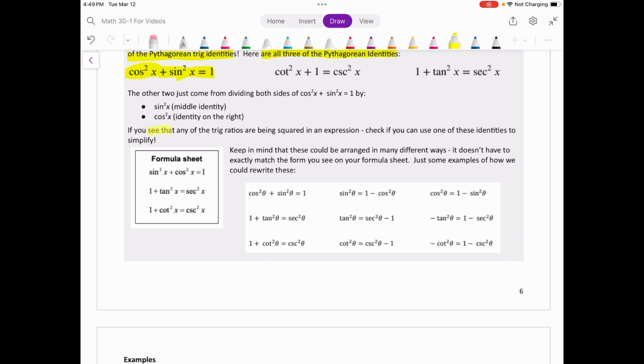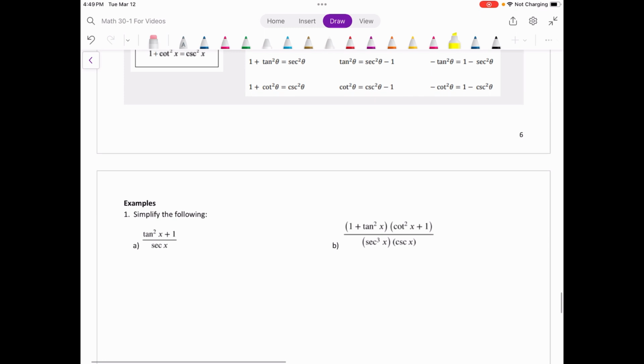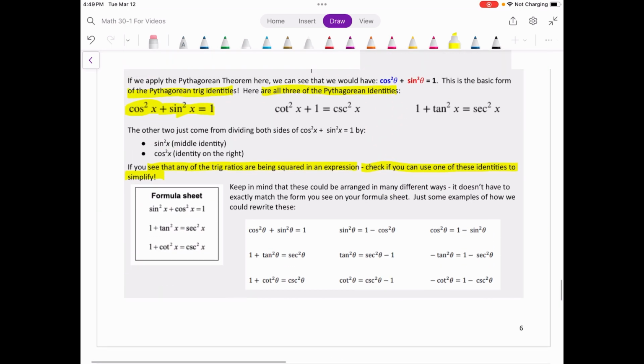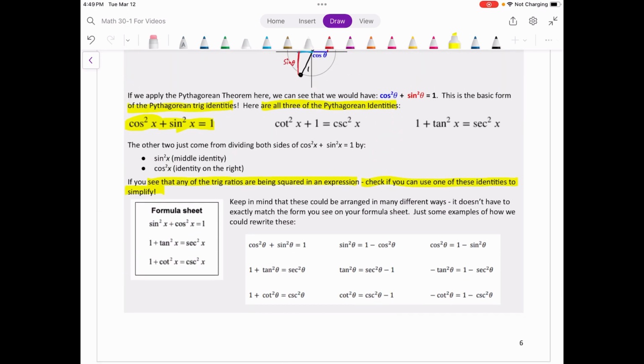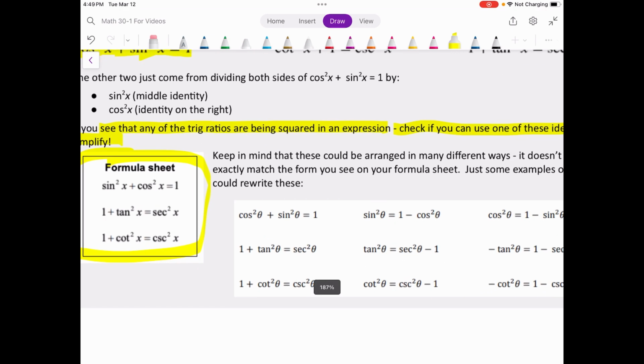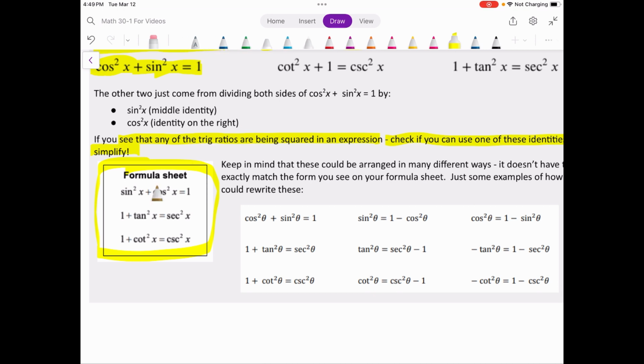If you ever see that any of the trig ratios are being squared in an expression, it is always, always, always worth a shot to check, to at least look if you can use one of these identities to simplify. If you're working with something and you see a tan squared or a cotan squared or a secant squared or a cos squared or whatever it is, it's always worth a second to see if you can use any of these to simplify.